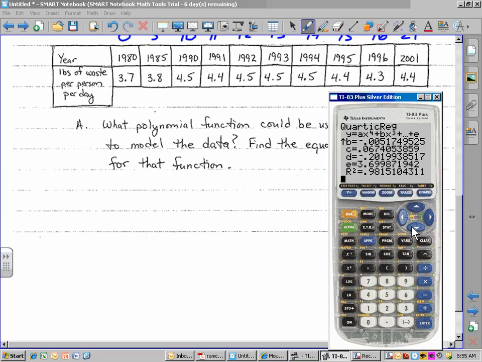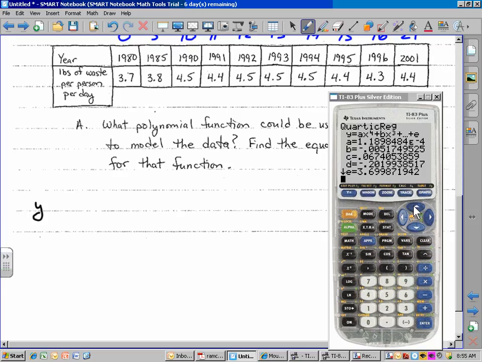So let's put this equation down. Let's scroll back up so I can see the whole thing. So we have y equals. Now we have to be careful about how we look at this data. Notice our first number says 1.1898484e. Well, what does that e stand for? That e stands for scientific notation. That's times 10 to the. That's what that e stands for in a graphing calculator.